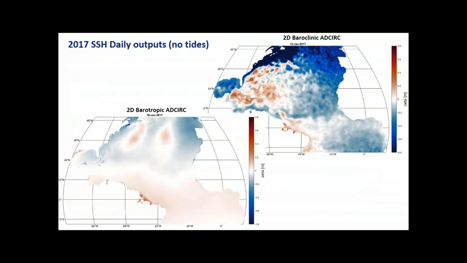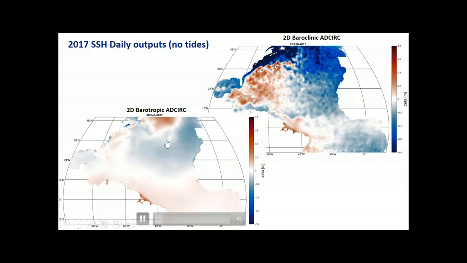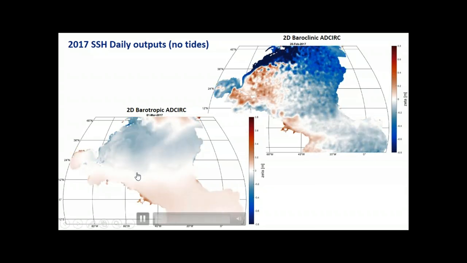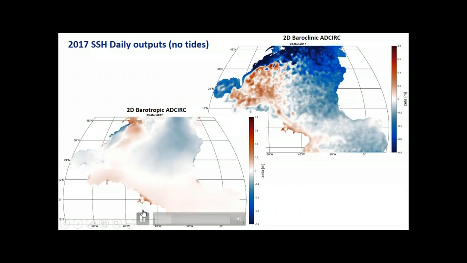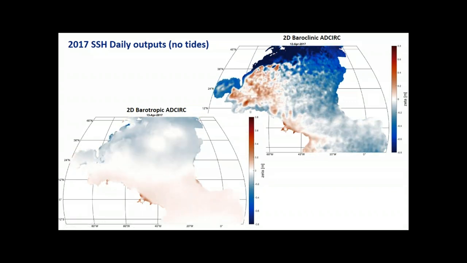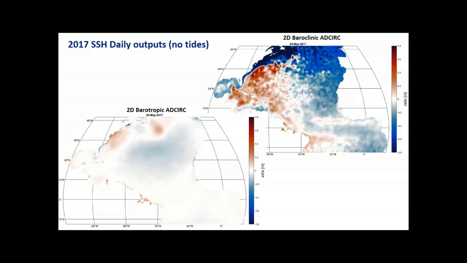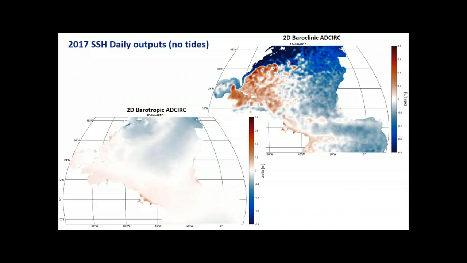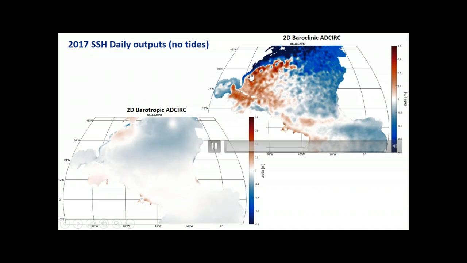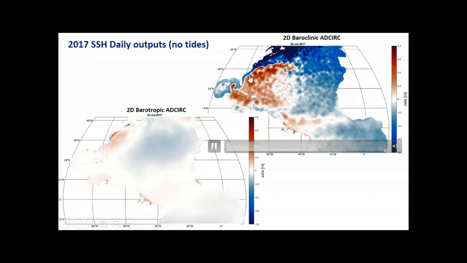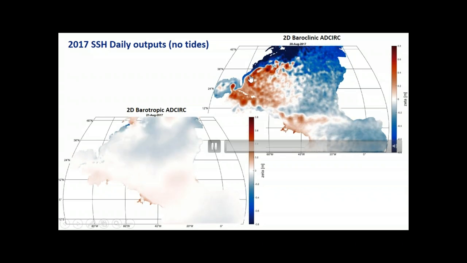And so these are the results. So over here, you can see the barotropic ADCIRC running. Yeah, you have a lot of nice low and high pressure systems bouncing around. This is without tides, by the way. You have water being pushed up along the coast, which is definitely a very important part of the signal. But over here, you can see the effect of the Gulf Stream and seasonal, intraseasonal variability, et cetera.